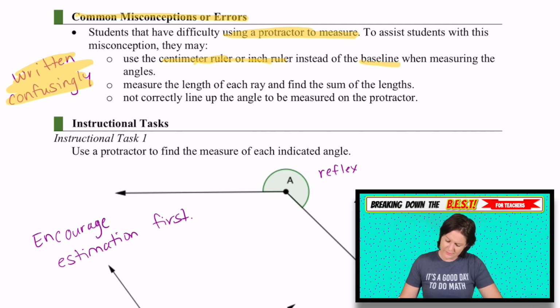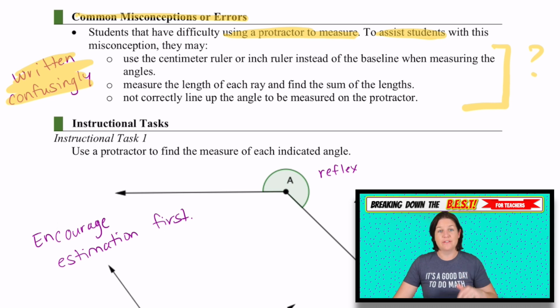So these are saying that students might make these mistakes right here, and we're not really assisting students with this, but just knowing that these are the misconceptions that they may make, that they may struggle with using a protractor at first. That's why that explicit instruction, direct instruction, showing them exactly how to use it is so vital for this.